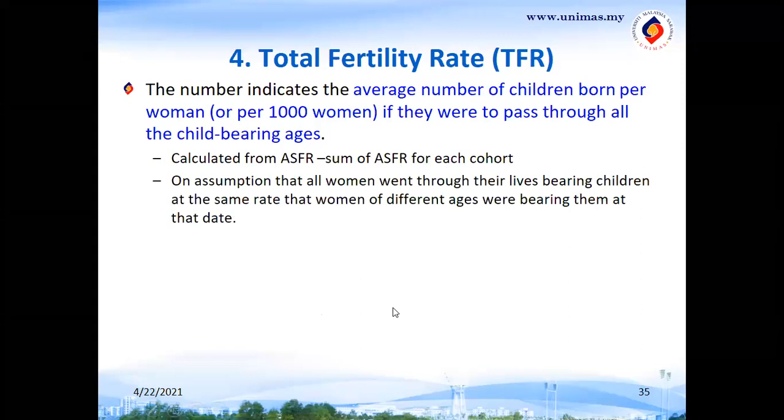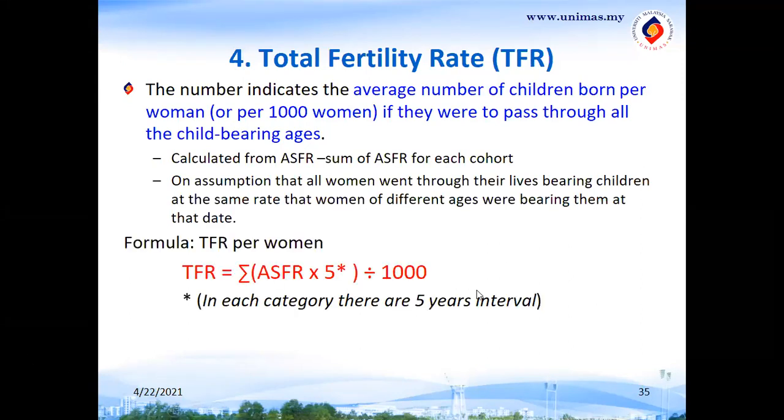Assumptionnya adalah all women went through life bearing children at the same rate that women of different ages were bearing them at that time. Jadi assumptionnya all women go through those childbearing ages, and that women of different ages were bearing them at the same rate. Yeah, assumption. The formula for this is TFR per woman.